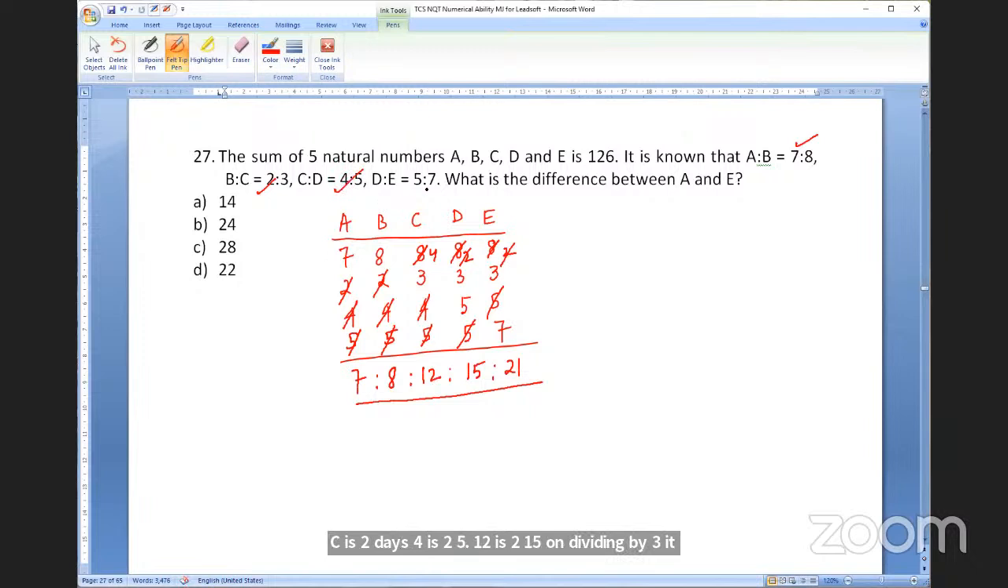Check. D is to E is 5 is to 7. 15 is to 21. On dividing by 3, it becomes 5 is to 7. Done. So this is the combined ratios. What is the difference between A and E?